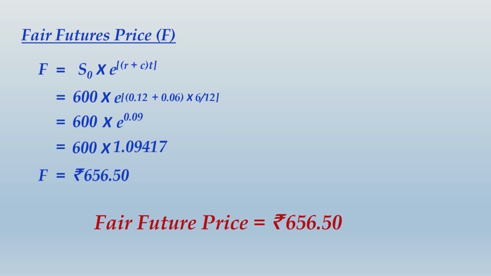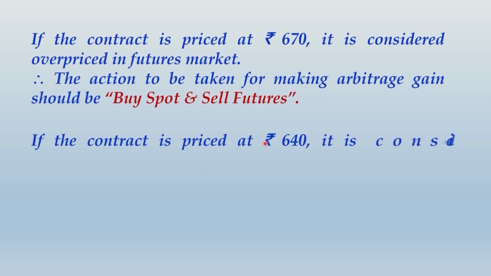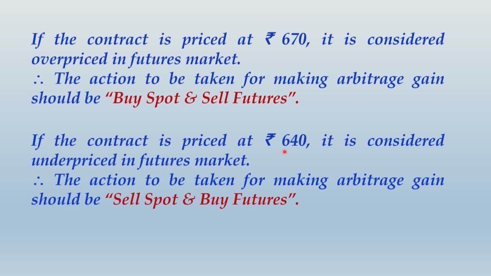Alright friends, let us move ahead and deal with the arbitrage strategy formulation. You have been given the first price as 670. The moment you find that the price quoted in the futures market is 670, it is obviously an indication of overpricing, so it is better to sell in the futures market and, contrary to that, take a long position in the spot market, that is, buy in the spot market. Your strategy will be buy spot and sell futures. If the price is given as 640, you would make the reverse strategy, that is sell spot and buy futures.